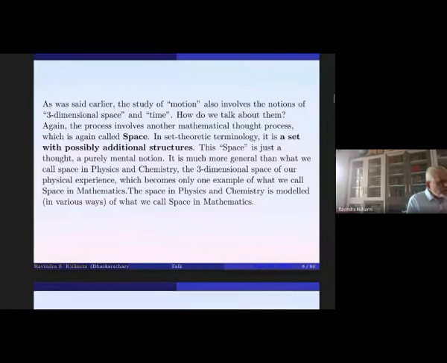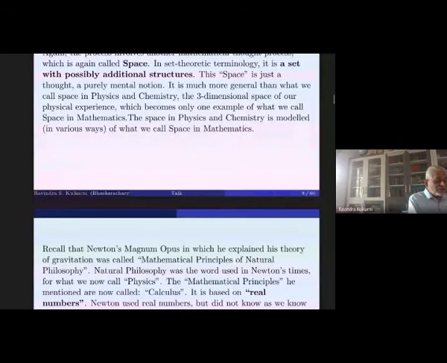The space is just a thought, a purely mental thought. It is much more general than what we call space in physics and chemistry. What we call in physics and chemistry the space is the three-dimensional space of our physical experience. That becomes only one example of what we call space in mathematics. The space in physics and chemistry is modeled in various ways on what we call space in mathematics.